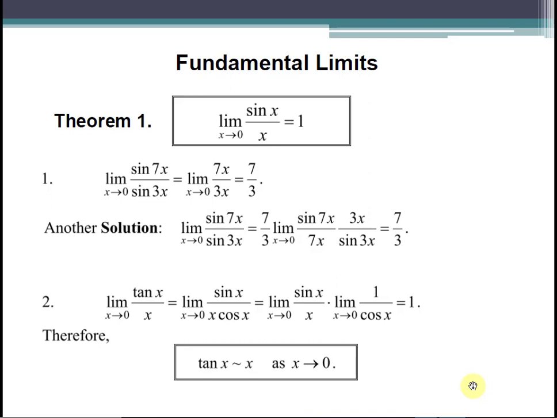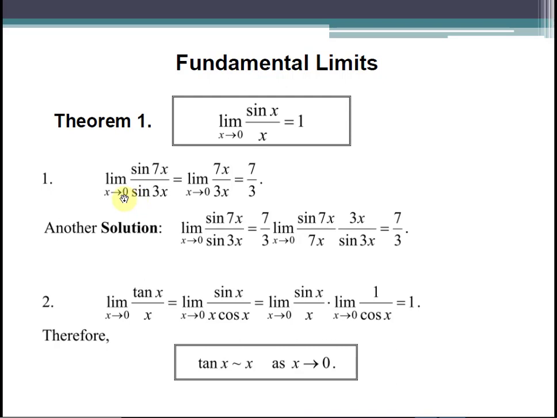And the next part of our lesson, now we'll begin the fundamental limits. The first of these fundamental limits is theorem 1: the limit as x tends to 0 of sine x over x equals 1. This is the first fundamental limit. We can say it's also one of the most important limits. Now let's consider the first example.